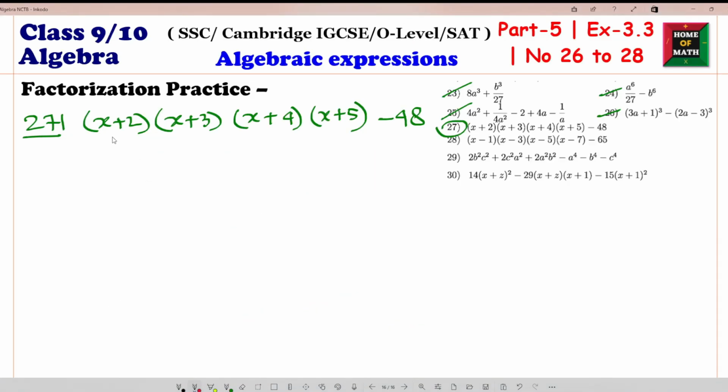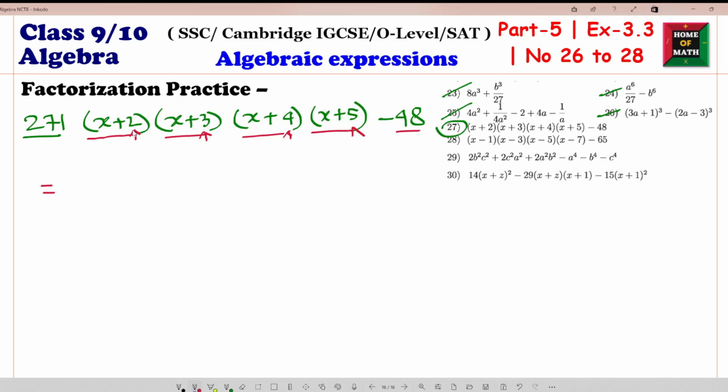Number 27, (x plus 2) times (x plus 3) times (x plus 4) times (x plus 5) minus 48. So these kinds of expression we need to think more deeply. Look, here is 2, here is 3, here is 4, and here is 5. So we can make a combination of product which will give us a good solution.